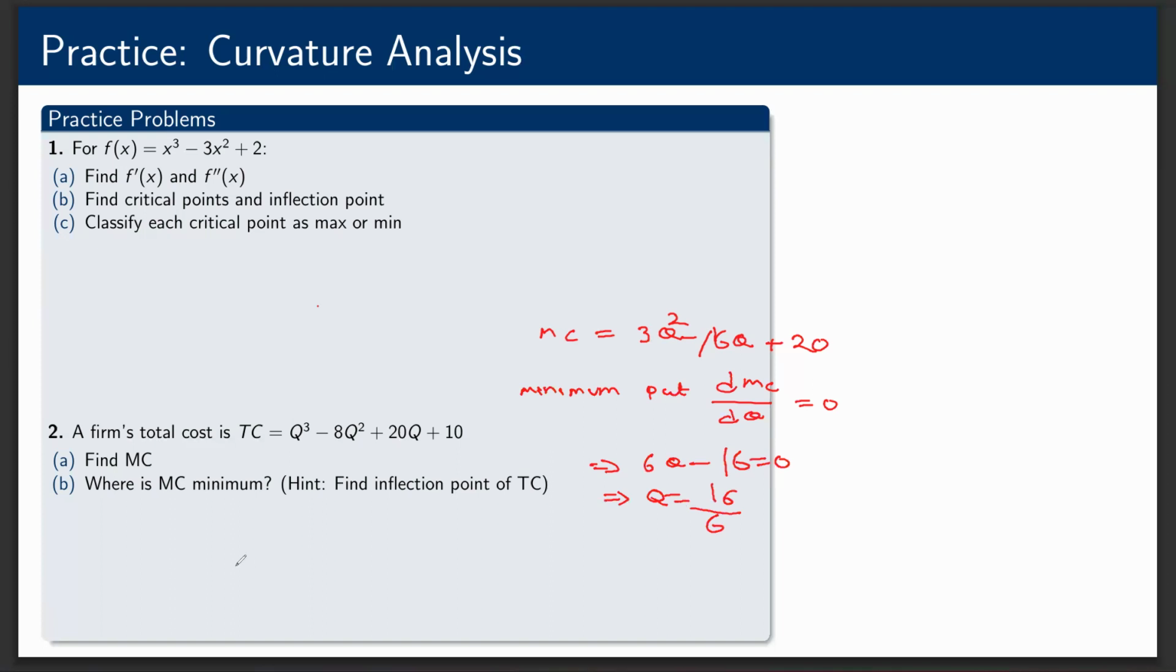It said hint: inflection point of TC. What is it at the inflection point? The second order derivative should equal 0. Put the second order derivative equal to 0, which means the second order derivative of TC, that is the first order derivative of MC, which I put equal to 0.